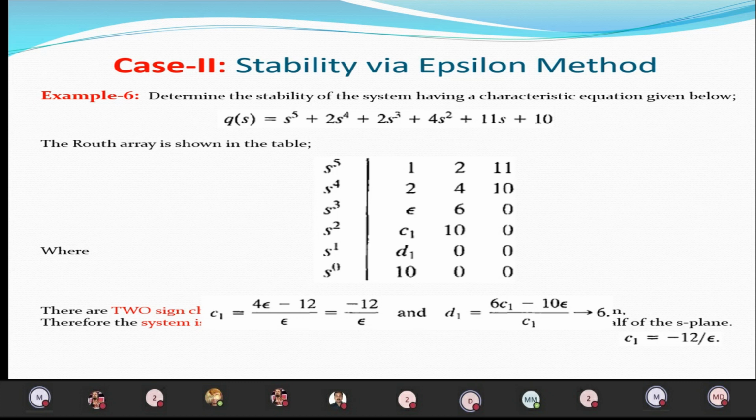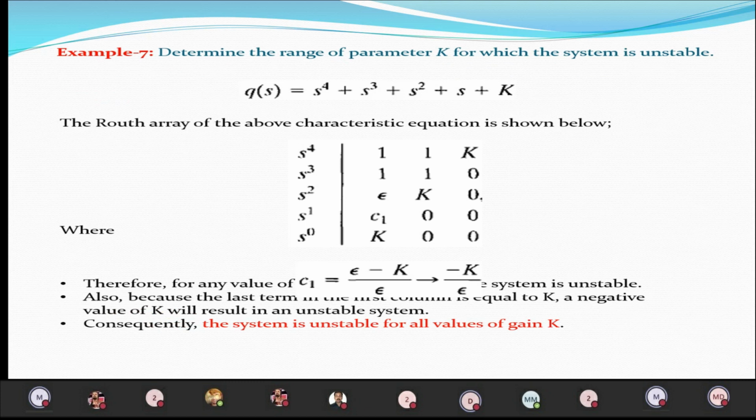You will be getting the remaining values. C1 becomes, you can see, 4 epsilon minus 12 divided by epsilon. Okay, so you will be getting the equation like this. Here, the next element D1 can also be written like this. Okay, so like that you can determine. Again, what we have to do is replace this epsilon with zero. If you are doing that, you will be getting the remaining values. So if you are replacing epsilon with zero again, you will see that the first column of the Routh array will change a little bit.